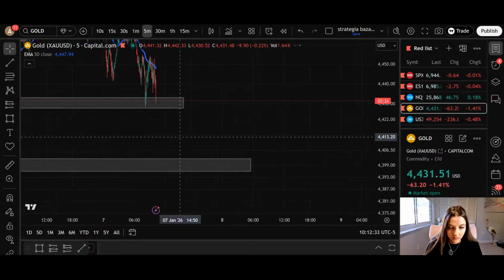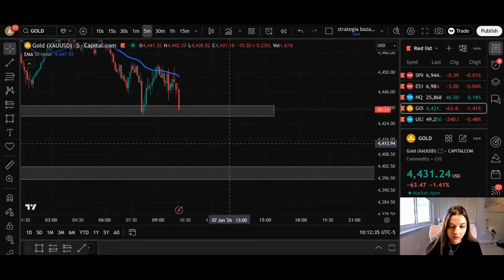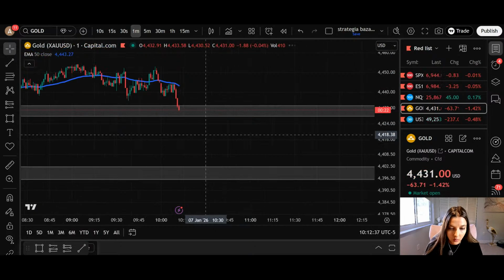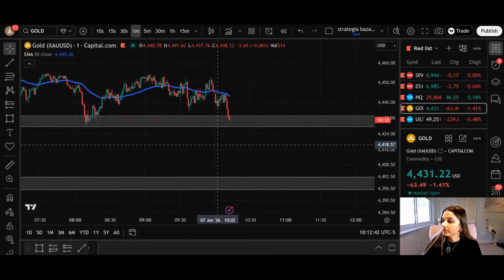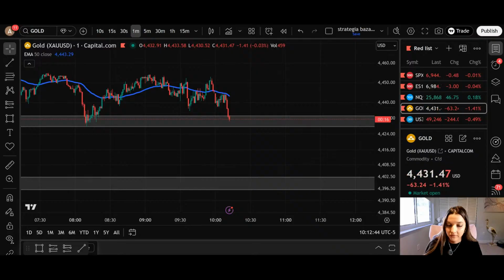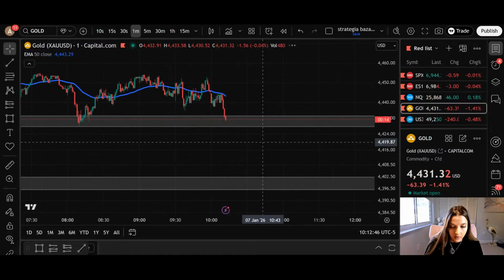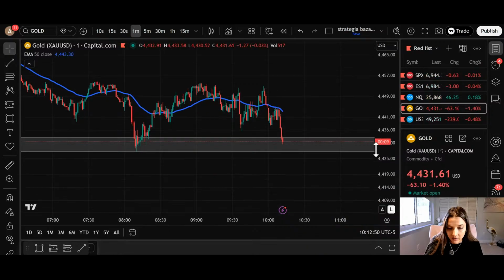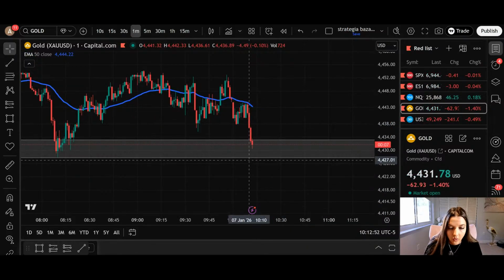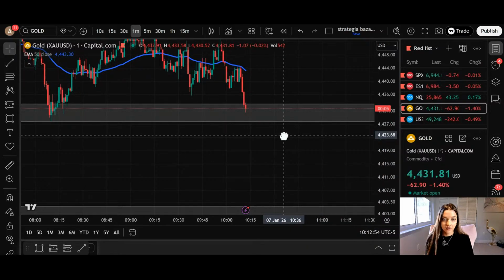Here we go. That's what I'm watching on gold. Let's go back to 1 minute. What we're waiting for is to see either a rejection of this area or a break and retest.